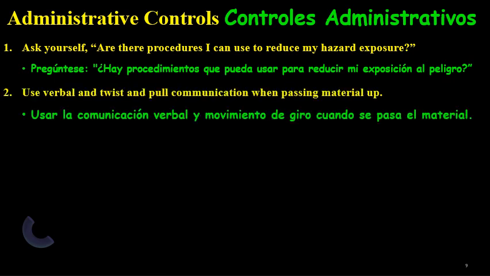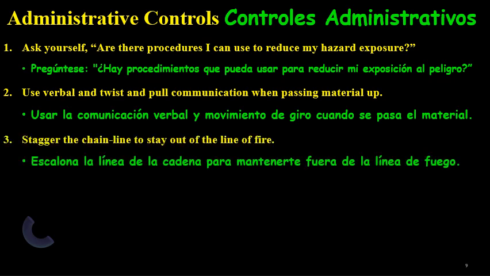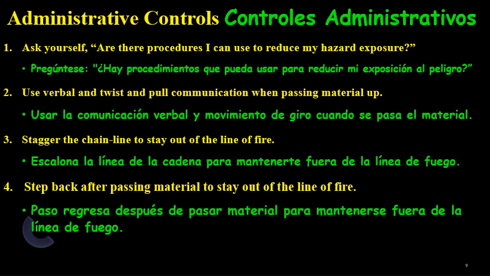An example in our scenario would be to use verbal and twist communication when passing material up. Staggering the chain line to stay out of the line of fire. And stepping back after passing material to stay out of the line of fire. These all rely on the way people work in order to stay safe.